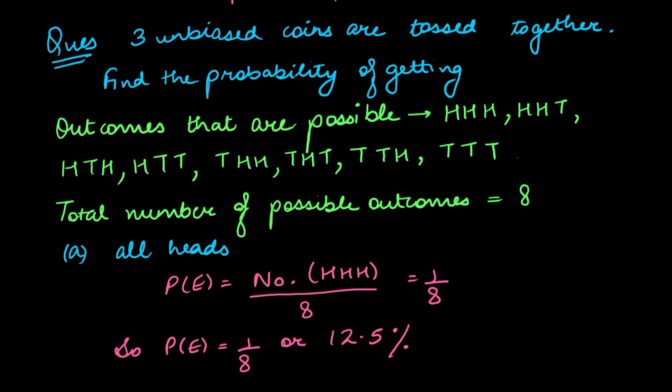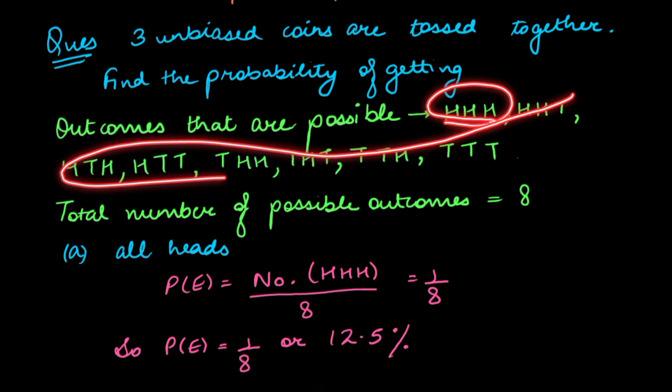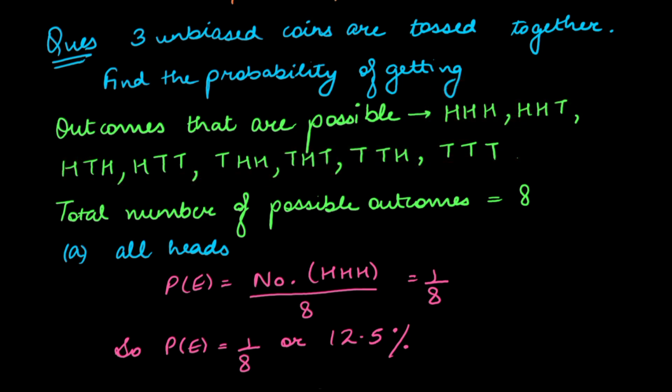Now the first part is where there are all heads. In all these possible outcomes, which is the outcome where there are all heads? There is only one possible outcome. The rest all have at least one tail. So the number of favorable outcomes is 1 and the total number of possible outcomes is 8. So the probability of getting all heads is 1 by 8, that is 12.5%.